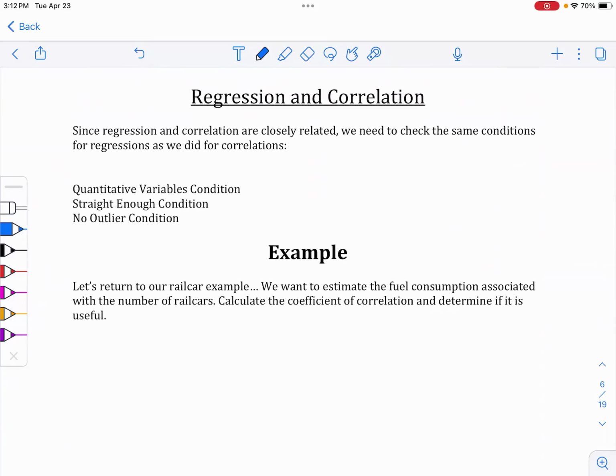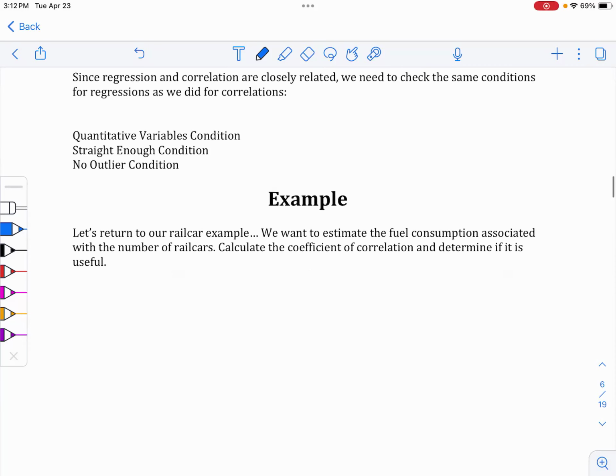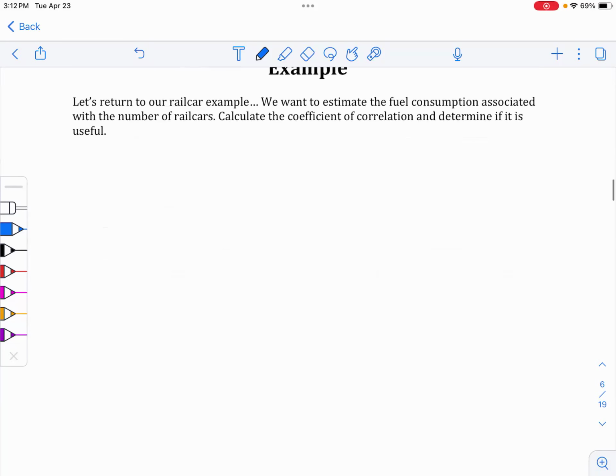And so furthermore, yes, regression and correlation are closely related. So our same conditions that we had in correlation that we were talking about last time, we are going to continue to discuss this time. We check all three of those conditions to make sure that they are satisfied so we can proceed to regression. All right, so back to our rail car example. We want to estimate the fuel consumption associated with the number of rail cars, calculate the coefficient of correlation, and determine if it is useful, which means we need to check our conditions.